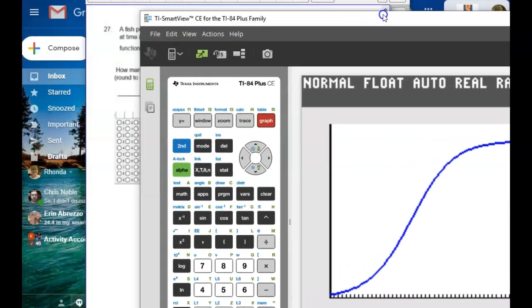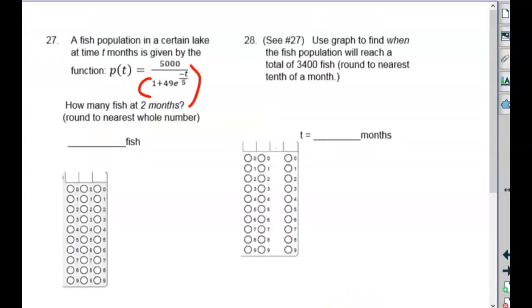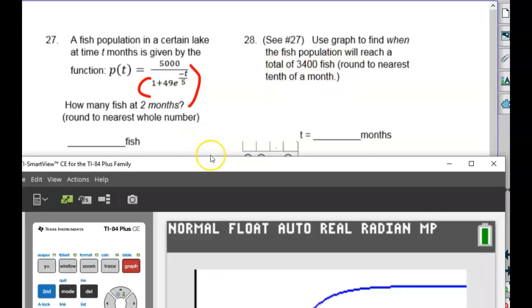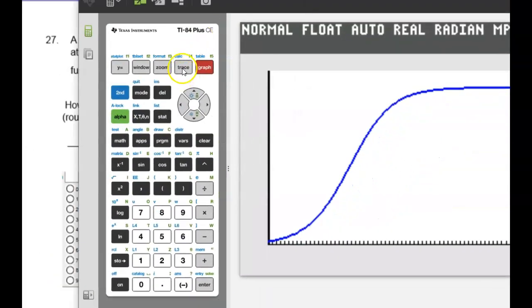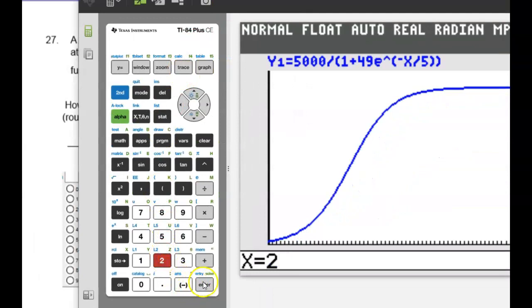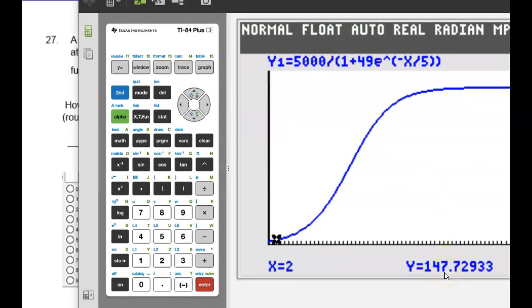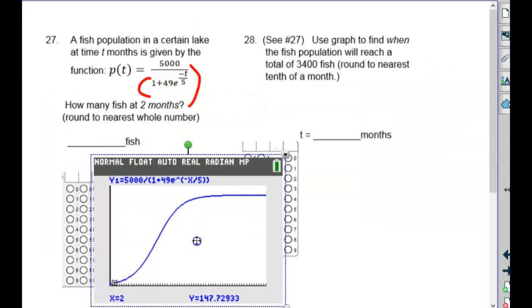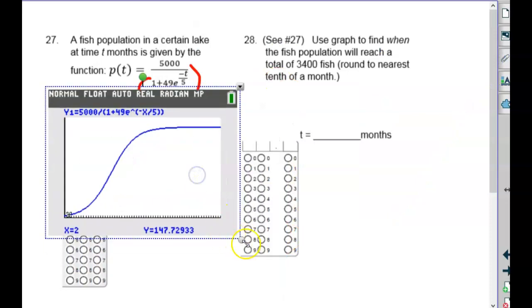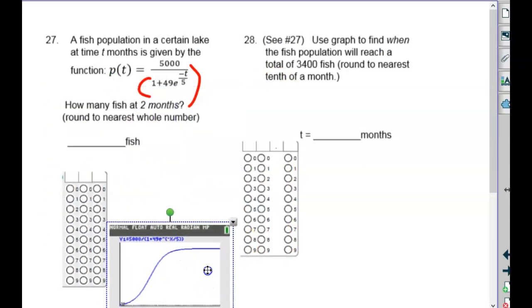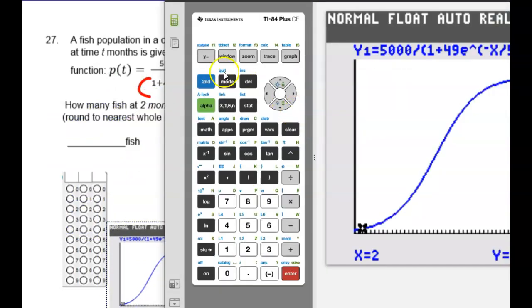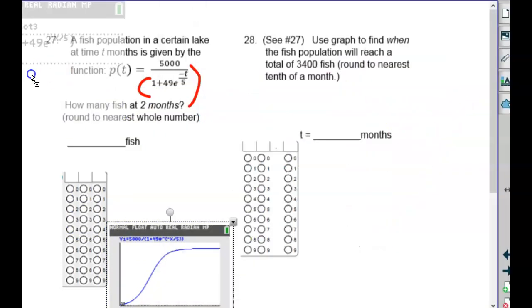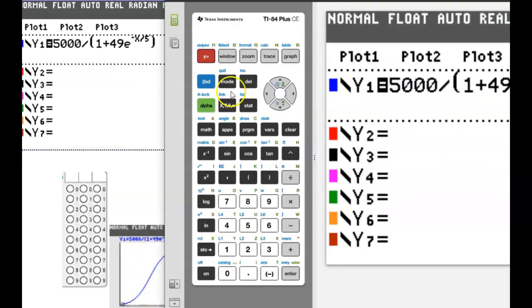All right. So it says, how many fish were there at 2 months? And when does the population reach 3,400 fish? So if I do trace 2, I get 148 fish because we need to round this to a whole number. I'm going to go back and put some more things on here. The window.